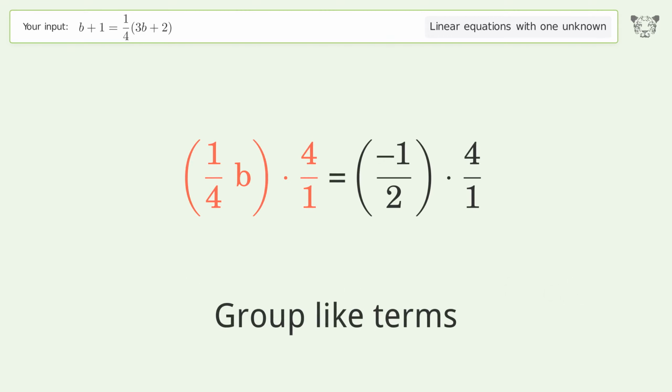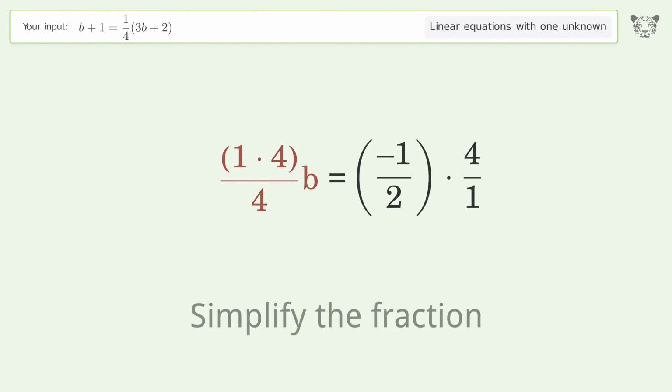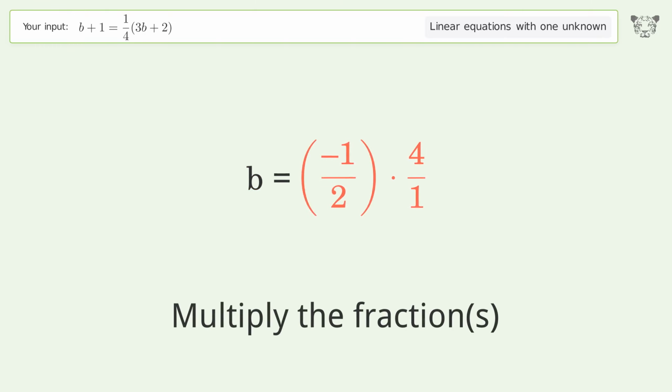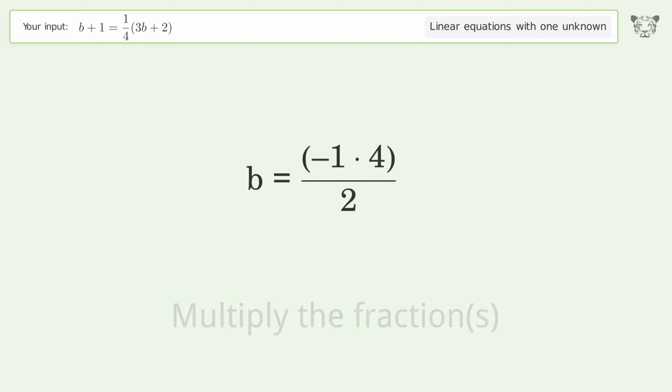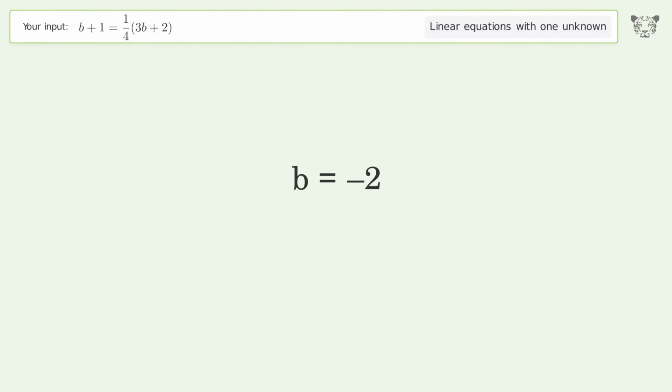Group like terms. Multiply the coefficients. Simplify the fraction. Multiply the fractions. Simplify the arithmetic. And so the final result is b equals -2.